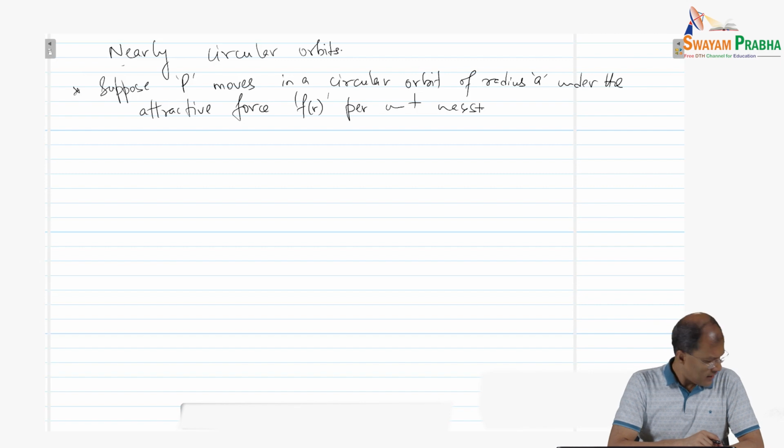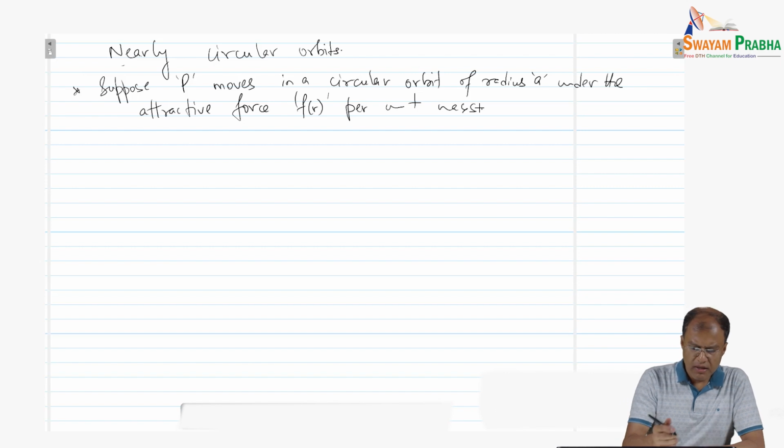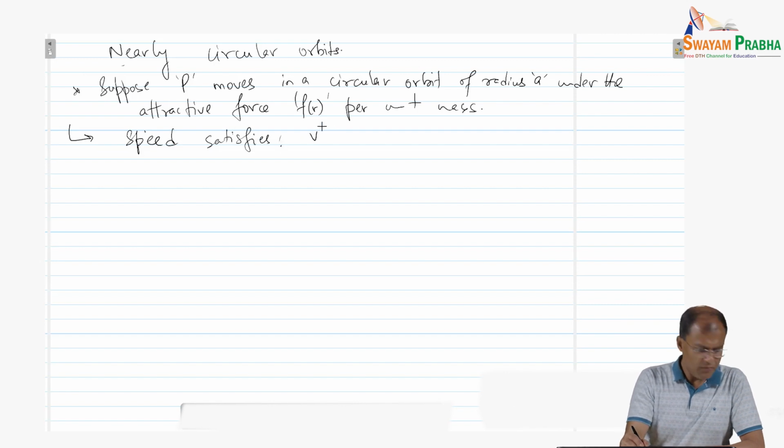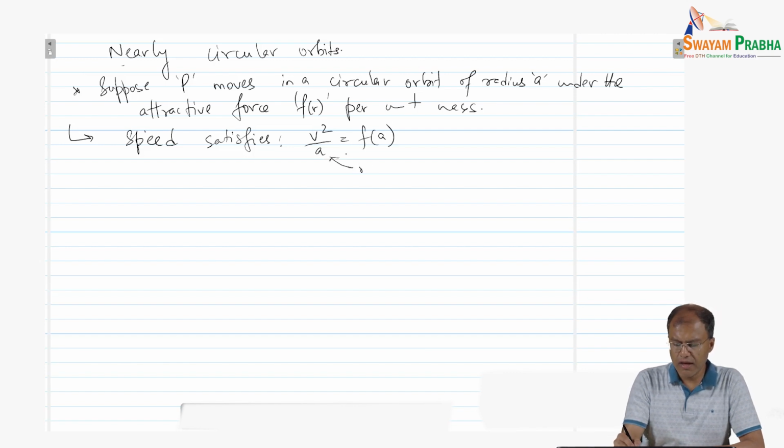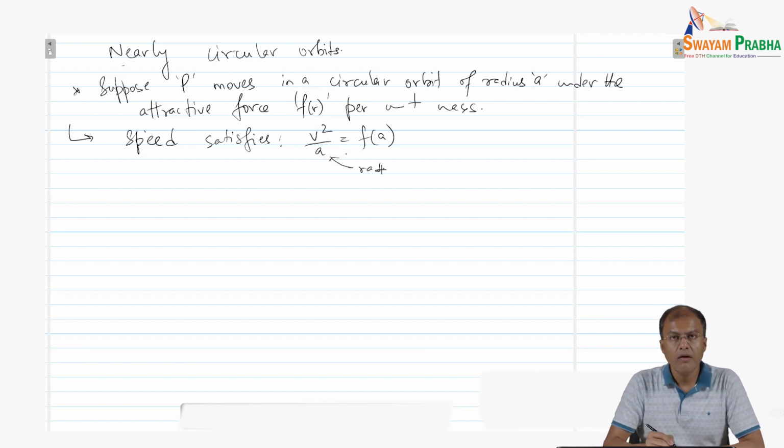Okay, and let us say that the speed, now since we are talking about a motion in a circular orbit, it is only possible when the speed satisfies Newton's law. So this is only possible when the speed satisfies the equation v square by a is equal to f of a, where a is my radius.